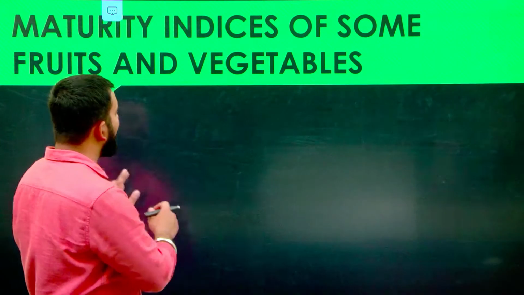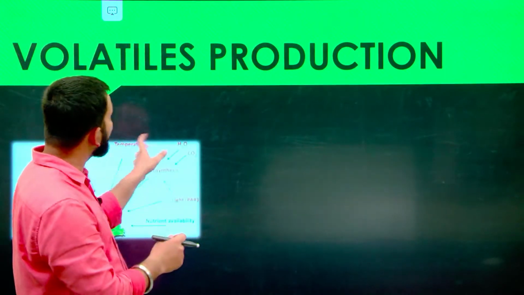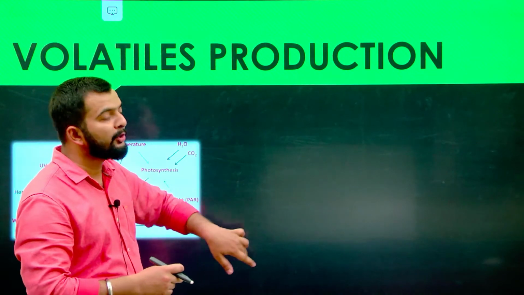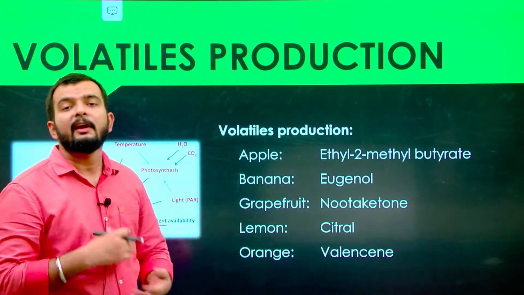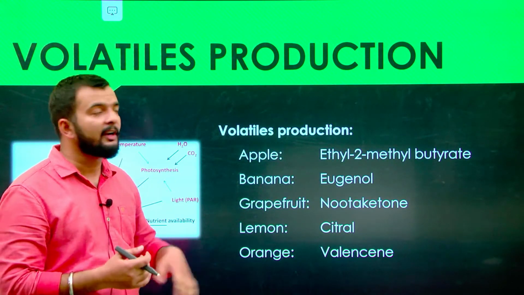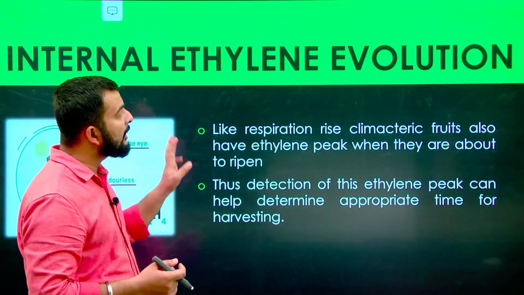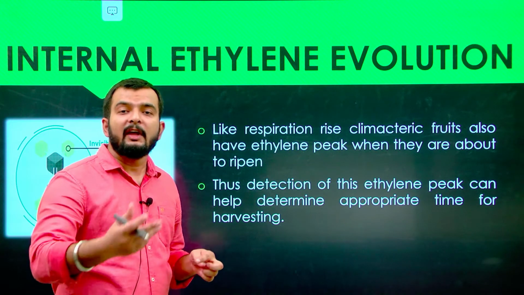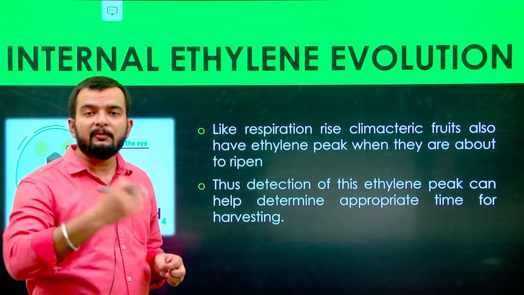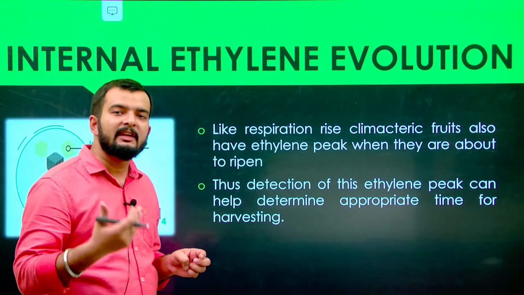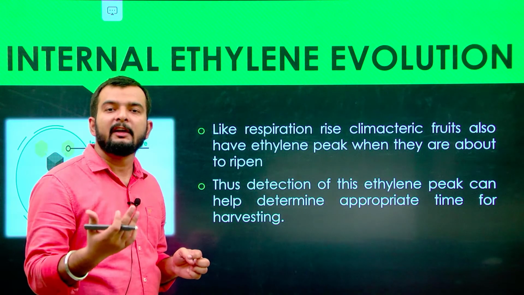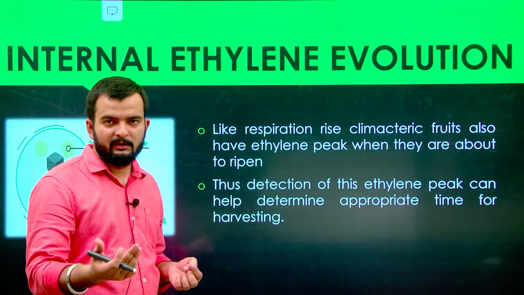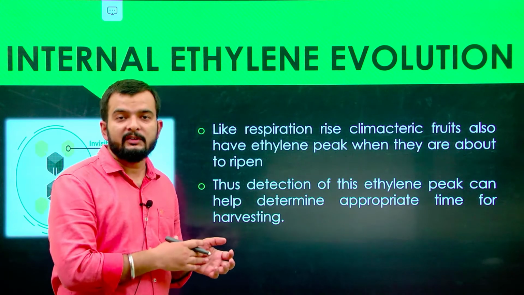See, in case of volatile production, the volatiles that are produced are detected through a sensor or a volatile detection kit, or in case of ethylene also, you are determining ethylene by using some kit or a sensor. So these are non-destructive tests, because even after the test your fruit or vegetable is intact. Okay, it is not getting deteriorated, you can still use it. So these are your non-destructive tests.